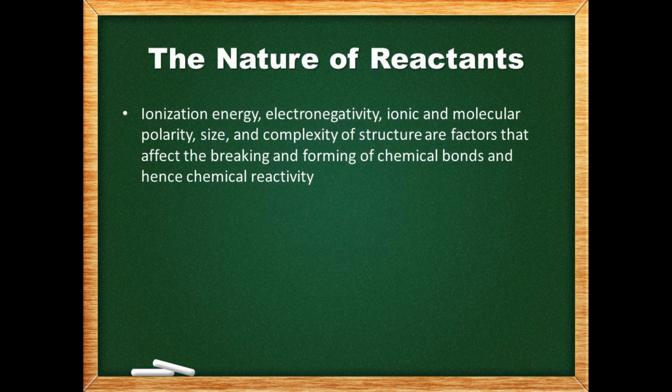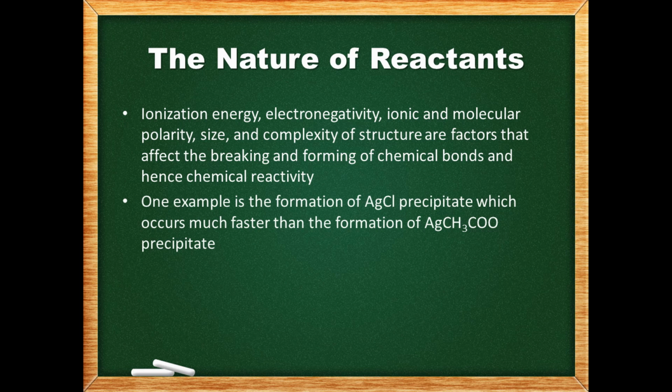Ionization energy, electronegativity, ionic and molecular polarity, size, and complexity of structure are factors that affect the breaking and forming of chemical bonds and hence chemical reactivity. One example is the formation of silver chloride precipitate. This occurs much faster than the formation of silver acetate precipitate because the complex structure of the acetate ion makes it more difficult to achieve the correct orientation to bond successfully.